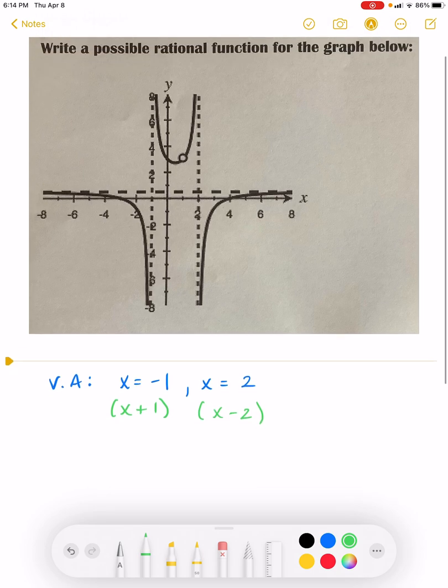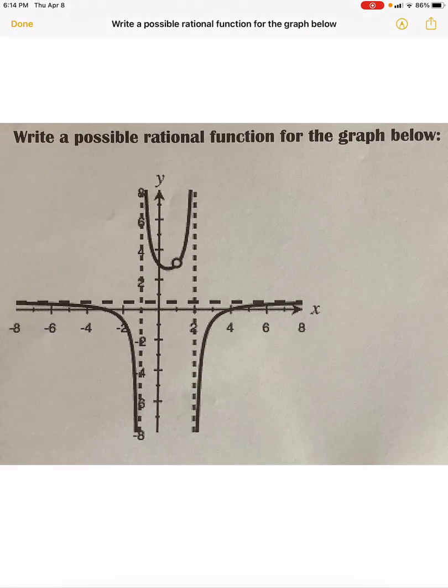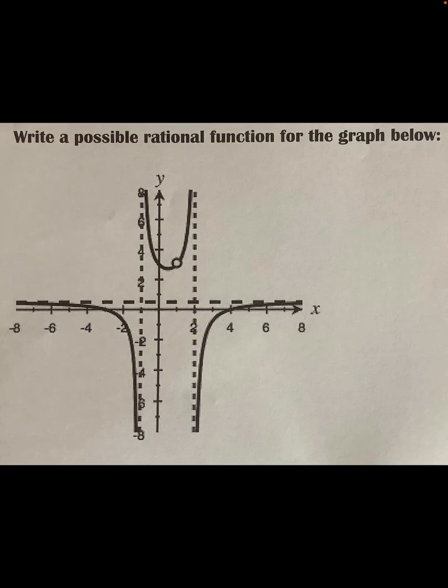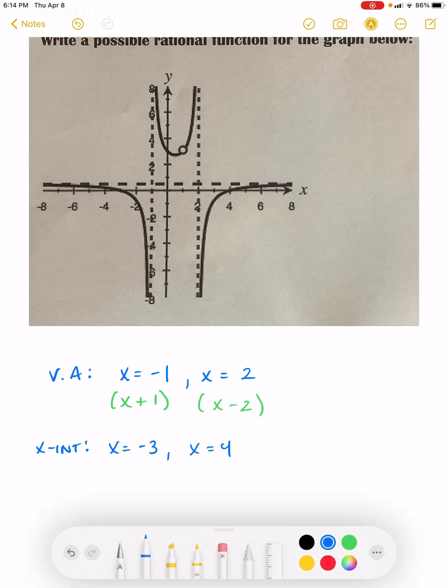All right, so the next thing that I notice is that there are x-intercepts. All right, so the x-intercepts are right here at -3. Okay, right there at -3, and the x-intercept is at x equals -3, and the other one looks like it's at x equals 4. So the factors for those can be expressed as x plus 3 and x minus 4.